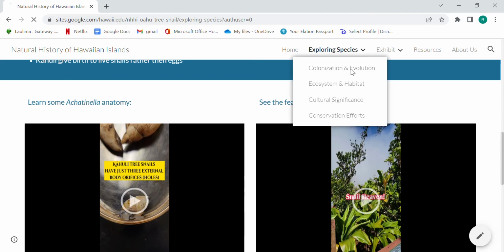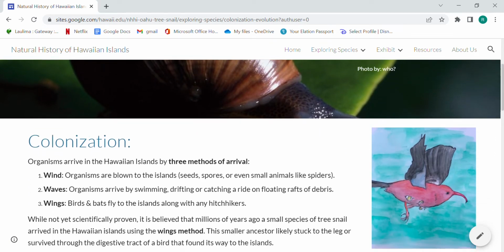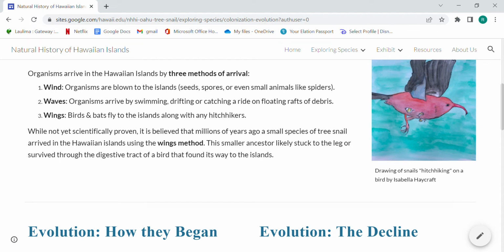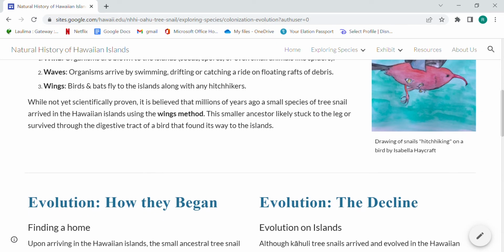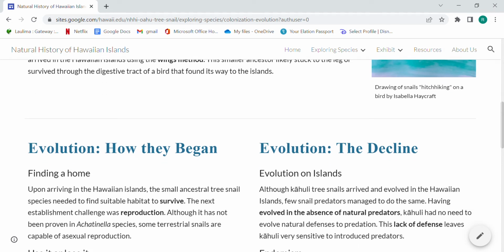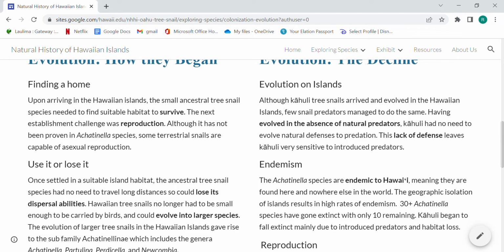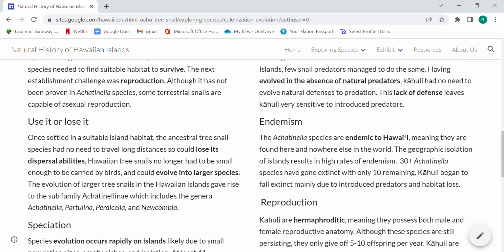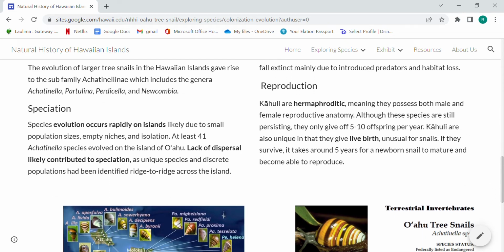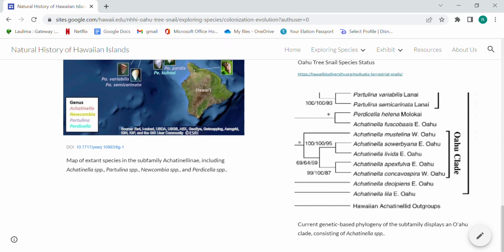Later on, we go into colonization and evolution, where we go over the three methods that organisms arrive in Hawaii: wings, waves, and wind, and then we talk about how snails likely came via the wings method, either in the digestive tract or attached externally to a bird. Then we talk about how they needed to find a home here on the islands, and then talk about some of the various evolutionary forces driving this spectacular species radiation.